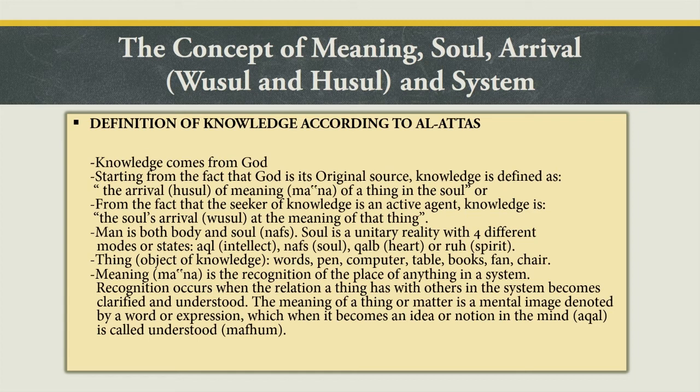Knowledge is defined as the arrival of the meaning of a thing in the soul, or the soul's arrival at the meaning of that thing. Man is both body and soul. The soul has four different modes, such as intellect, soul, heart, or spirit. Things are such as words, pen, computer, and others. Meaning is the recognition of the place of anything in a system.